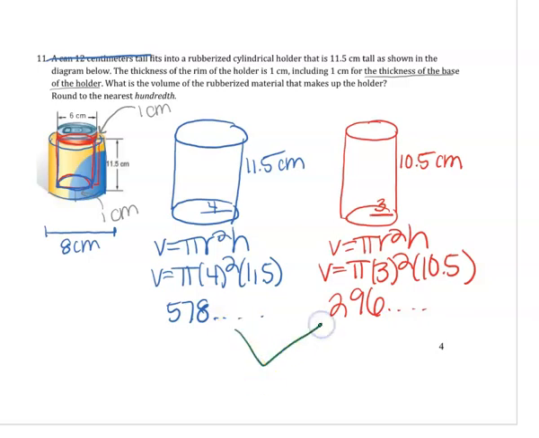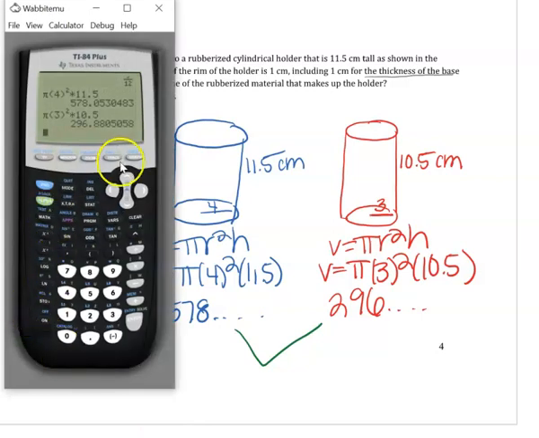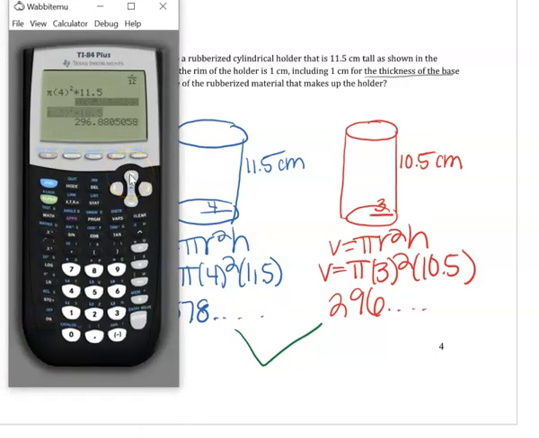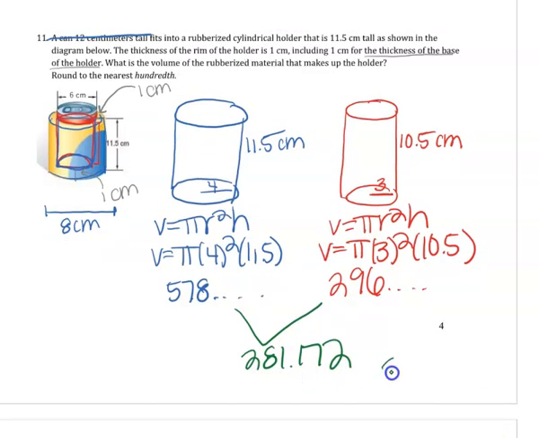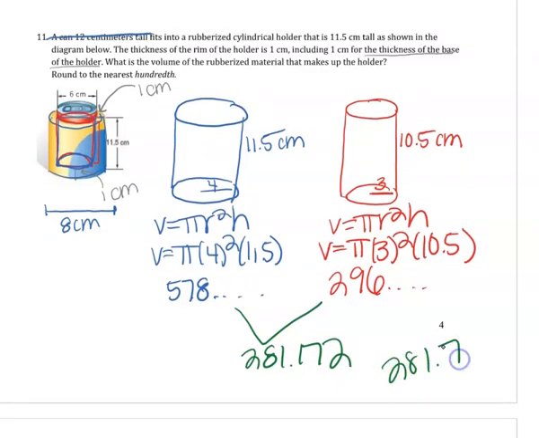Okay, now again, we got to take the difference to figure out the shape of just the rubber. So what I'm going to do, let's go up and copy paste this. Notice how I haven't rounded yet. This minus that. Hit enter, and I get 281.172. So to the nearest hundredth, we are looking at 281.17. And that is the volume of the rubberized cylinder.